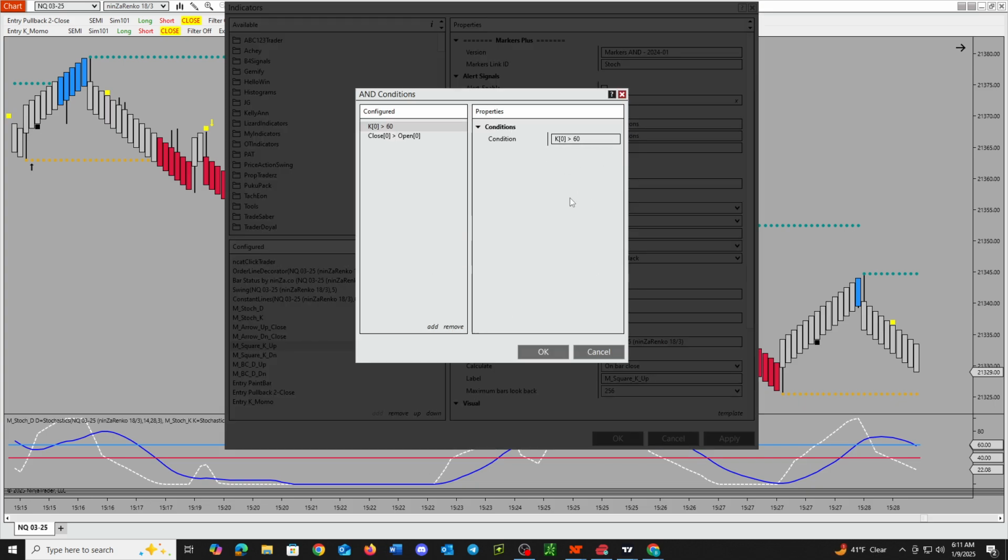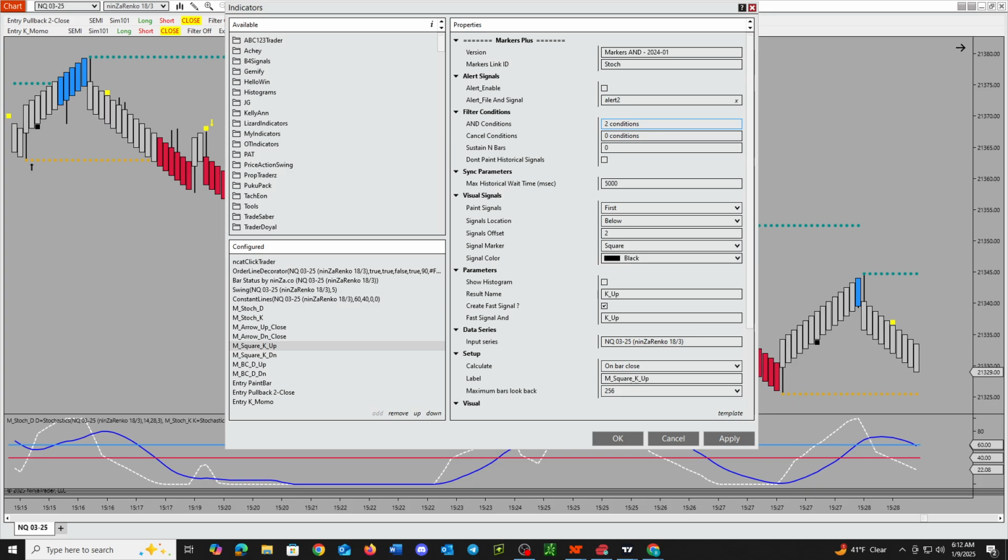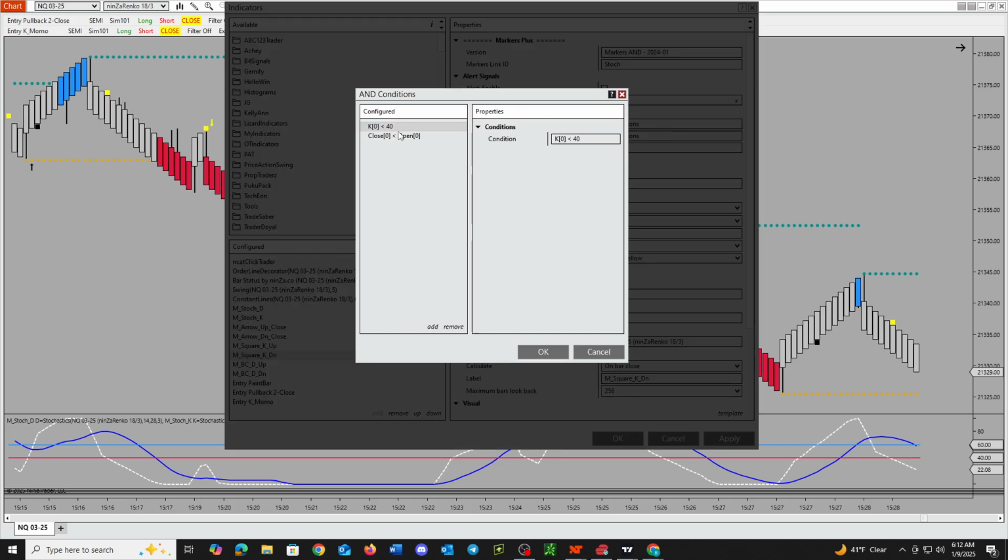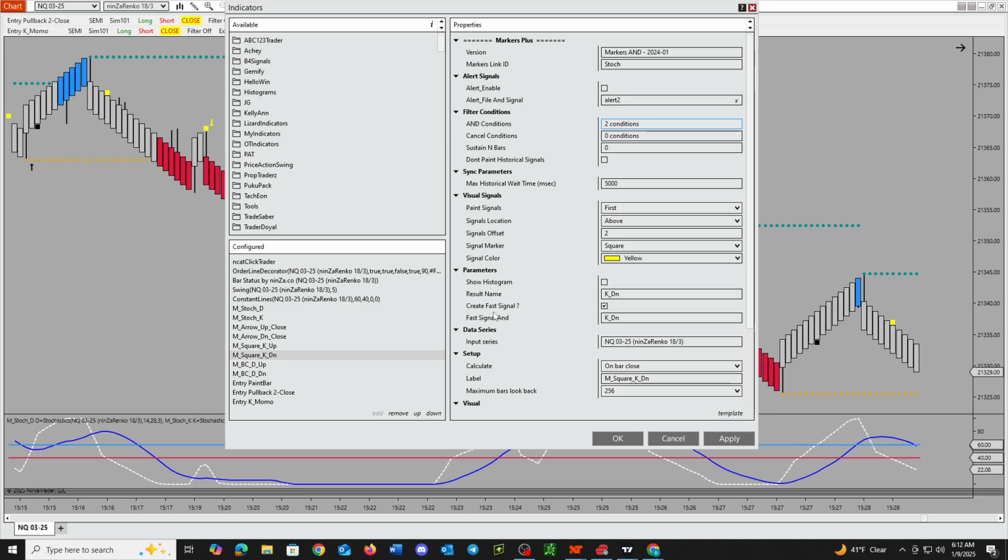So you can see here, this is a simple module. %K is greater than 60 and the close is greater than the open on the current bar. That's the only conditions required to generate the black square, and opposite for the yellow square: %K is less than 40 and close is less than the open. Fast signal K down, fast signal K up, and that's what triggers the entry module for KMobo.